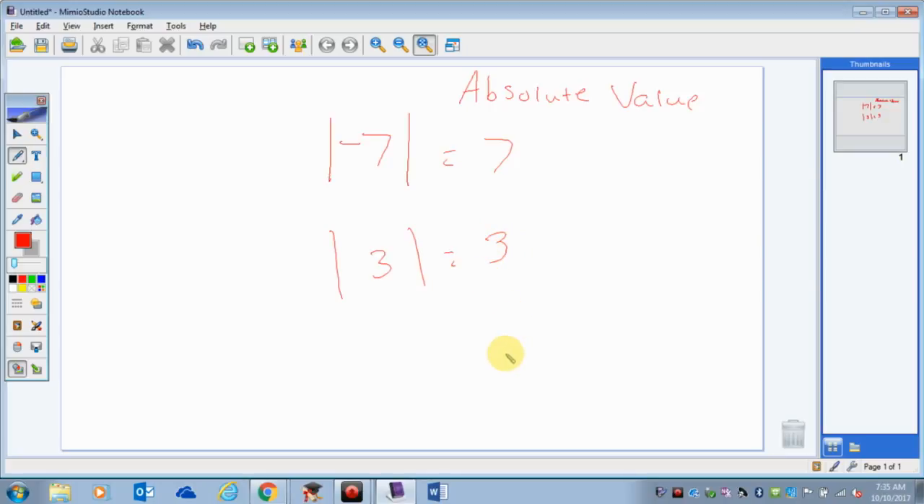Where this can get a little bit tricky is if I have a problem like, say, the absolute value of -7 minus the absolute value of 3. So I have to rewrite this problem. The absolute value of -7, which we set up here, is 7. So I have to rewrite it as 7, bring down my minus sign, and then the absolute value of 3 is 3. So it becomes 7 minus 3 equals 4.